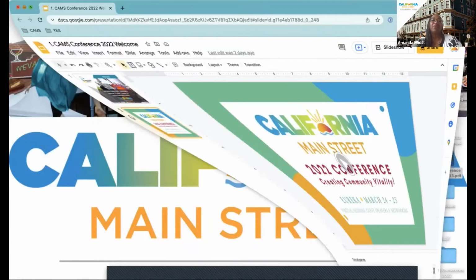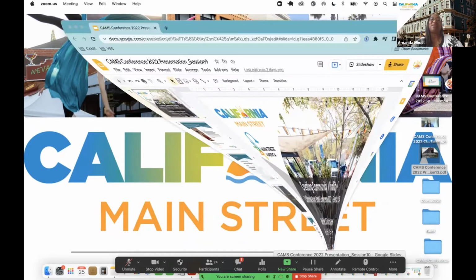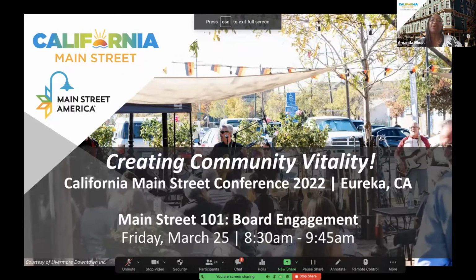We are about to get started with our first session of the morning, and that's Main Street 101 board engagement. We know how challenging it can be to keep our board engaged and active and supporting our programs.